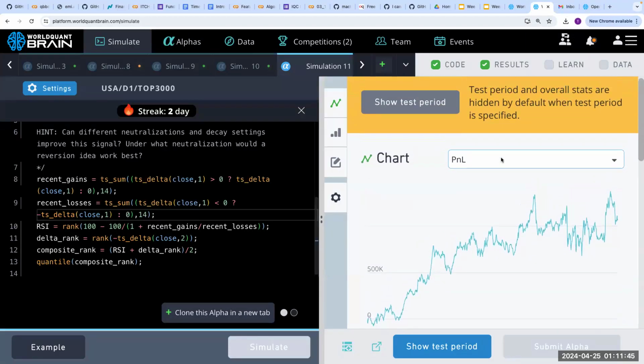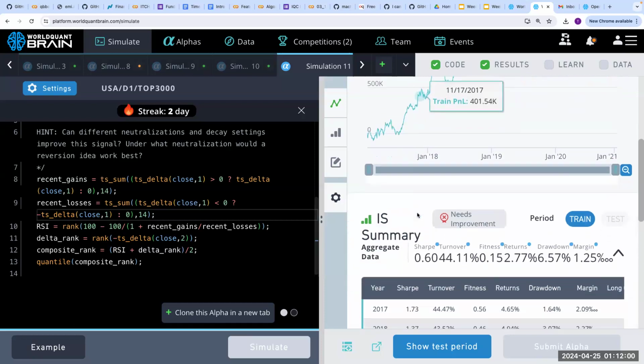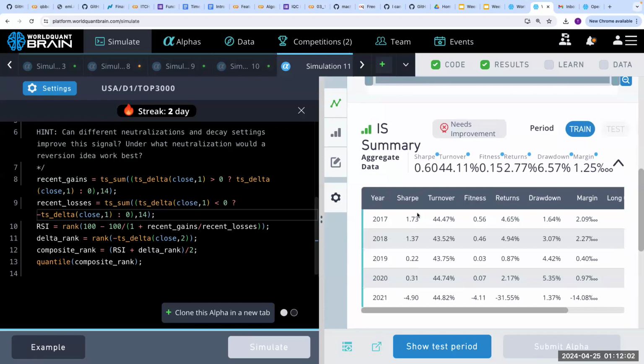Yeah, so here now you can see a profit loss chart, how your strategy worked. Overall, there is an increasing trend. You can see you're basically making some money out of this, but there are downfalls also. How well that performed is given by these parameters: sharp, turnover, fitness, returns, drawdown, and margin.